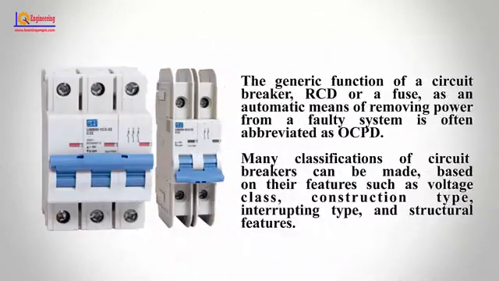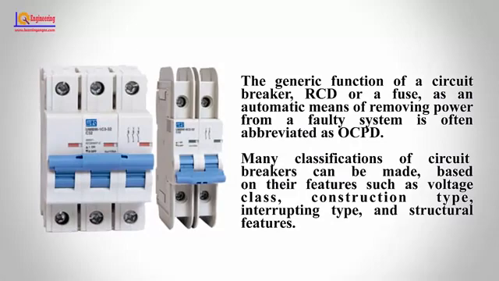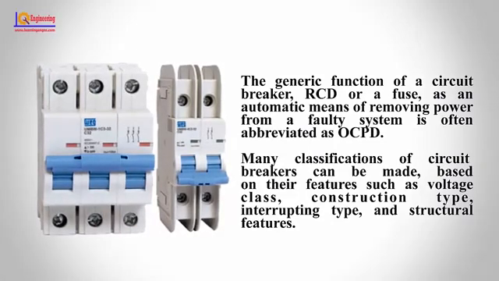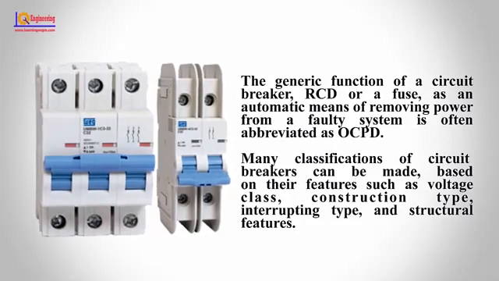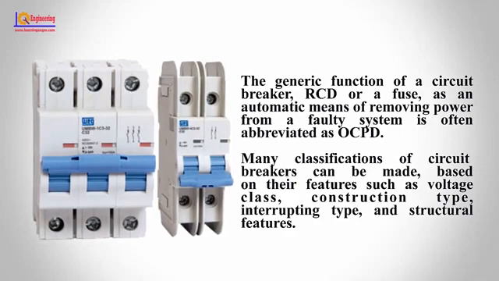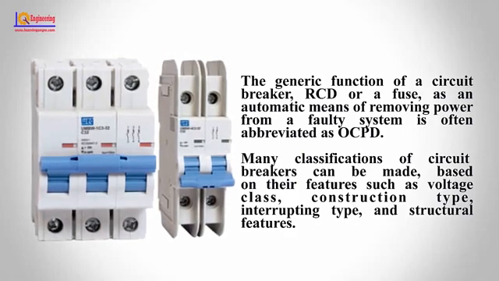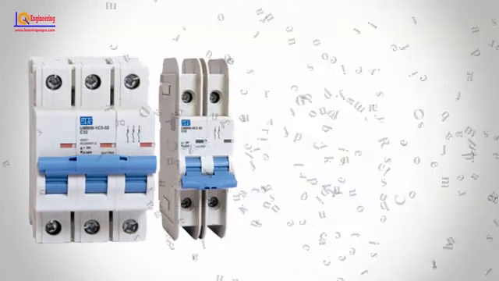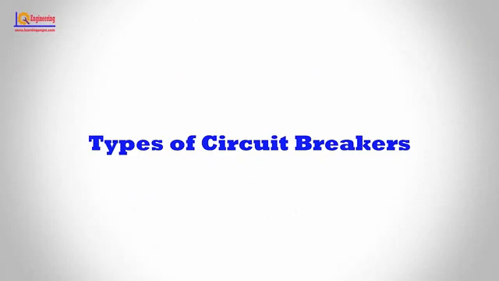The generic function of a circuit breaker, RCD, or a fuse as an automatic means of removing power from a faulty system is often abbreviated as OCPD. Many classifications of circuit breakers can be made based on their features such as voltage class, construction type, interrupting type, and structural features. In this video, I am going to show you different types of circuit breakers.